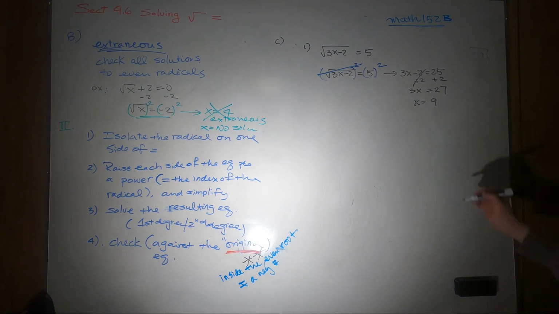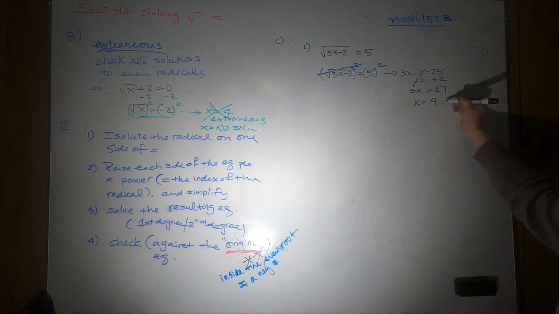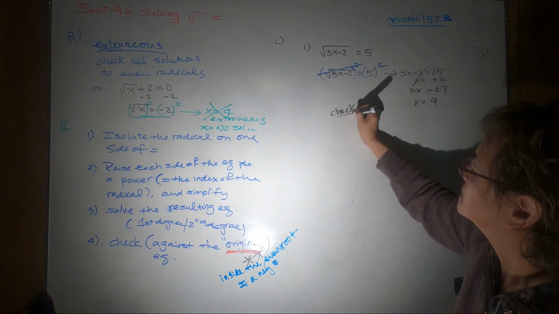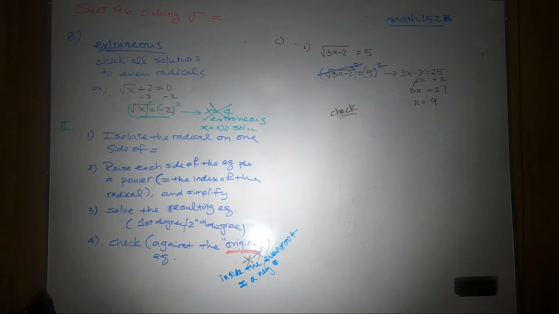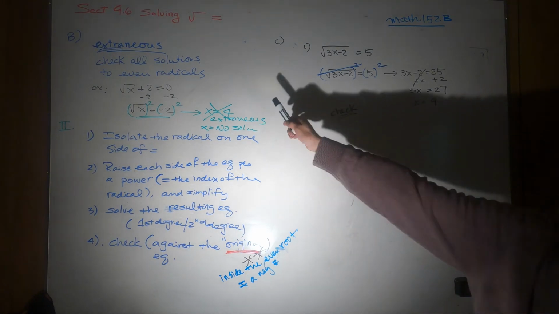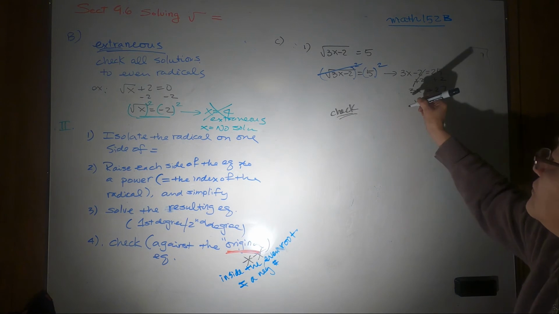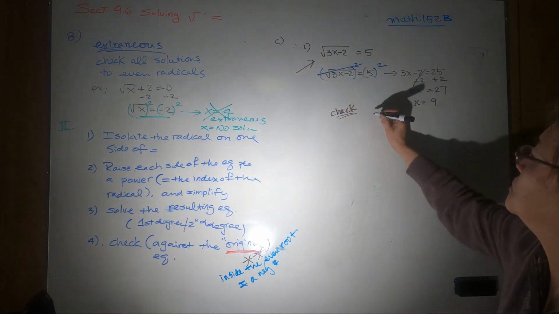Then we have to decide, can I circle the answer? You need to check. If you don't check on your test, then you lose some points because you didn't verify, right? Because extraneous solutions may happen, okay? Then you check. You have to check against the original.